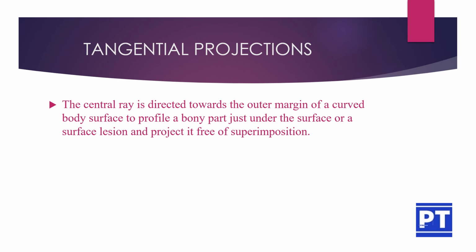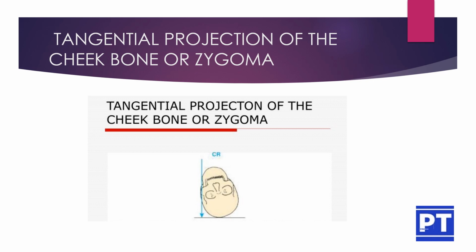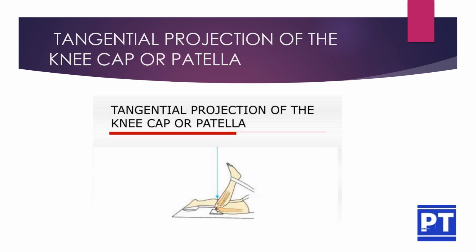Again, moving on to the tangential projections, the X-ray tube is directed towards the outer margin of the curved body surface to profile a bony part just under the surface or a surface lesion and project it free of superimposition. This is an image showing the tangential projection of the cheek bone or zygoma. This is the tangential projection of the kneecap or patella.